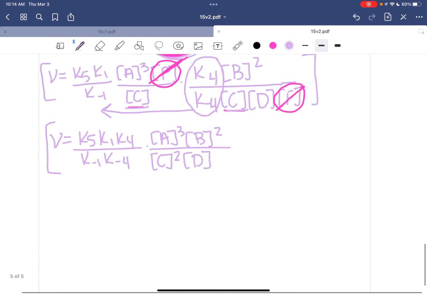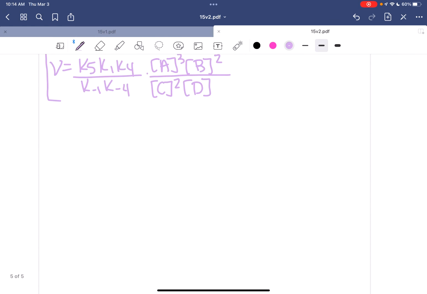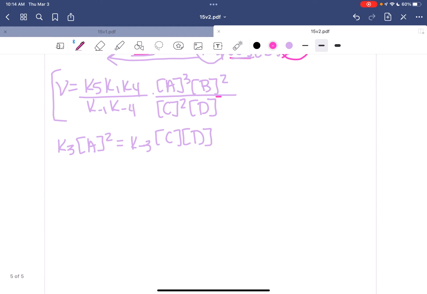So we're going to go back down to our rate law, and then we're going to copy that rate for the third reaction. So that was K3 times A squared is equal to the backwards reaction, which is K minus 3 times C times D. And now one important thing that I want to point out is that on the bottom of the fraction of our rate law, we have C squared times D. So another way of writing that is C times C times D.